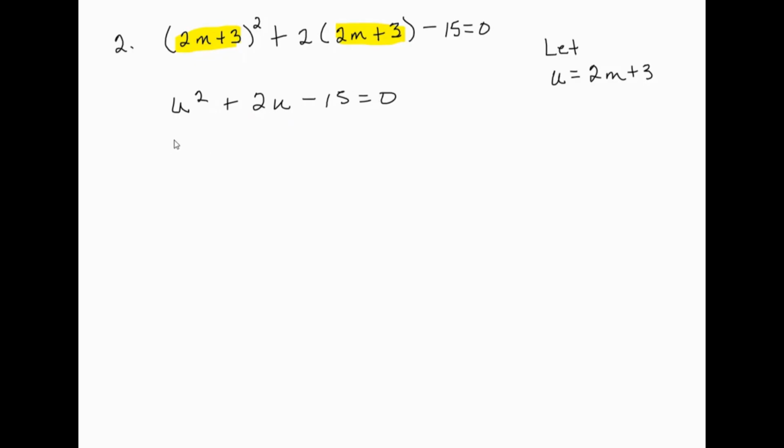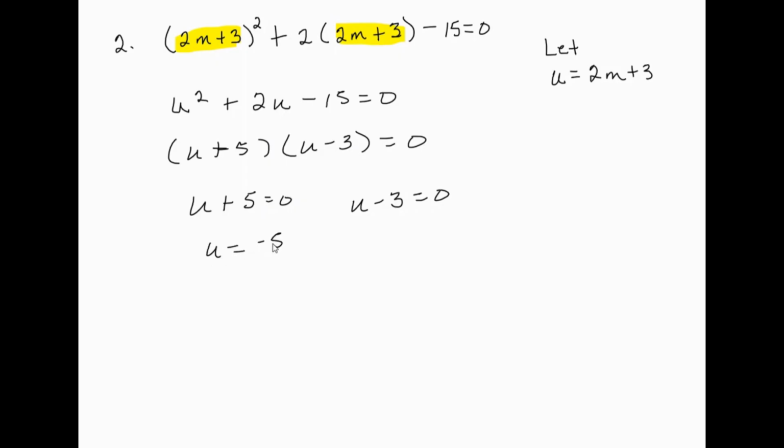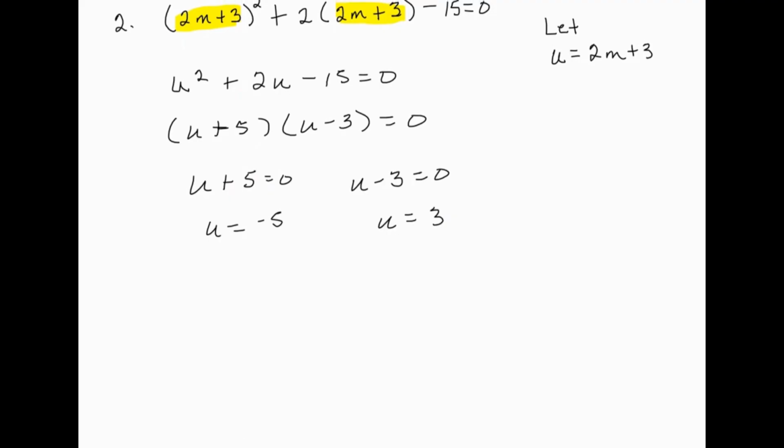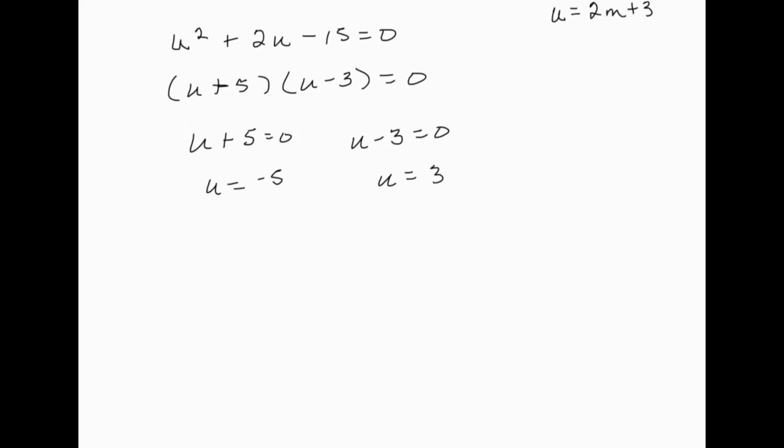And that's a simple quadratic that factors into u plus 5 times u minus 3. Set each of my factors equal to 0 and solve. So I have negative 5 and positive 3 for those answers. But again, I am not done yet because I don't really care what u is. I want to know what m is.